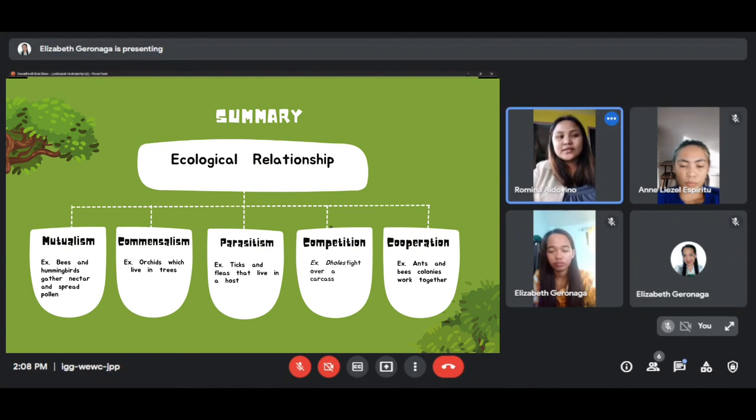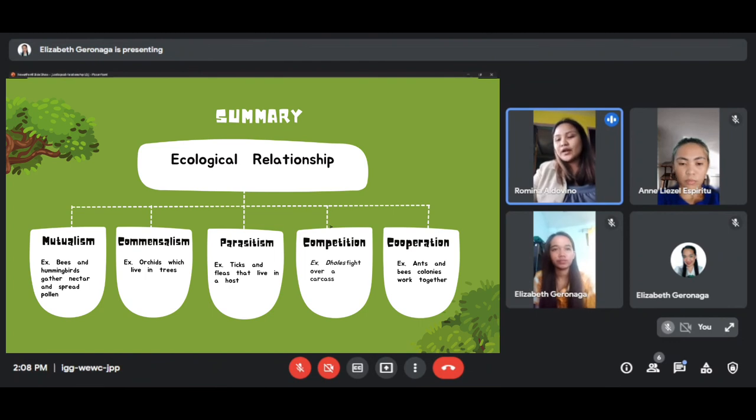And the last one is what we call cooperation. Cooperation is the act of working or acting together. The best or common example that we have in our discussion is the ants and bees. They work together to provide their place and their food in order to survive. That's the summary of our topic, ecological relationship.